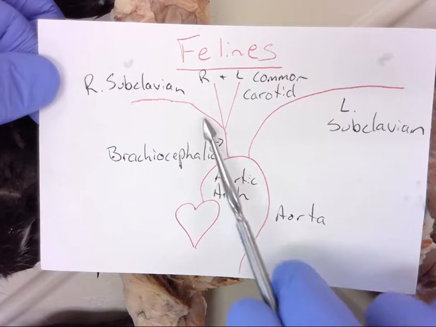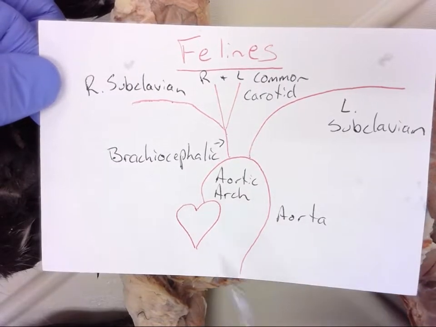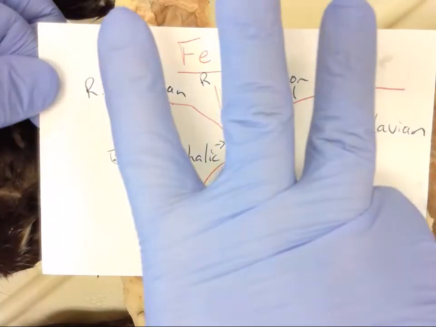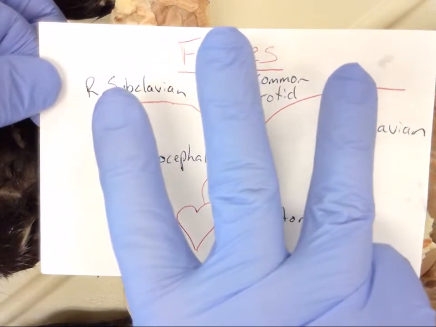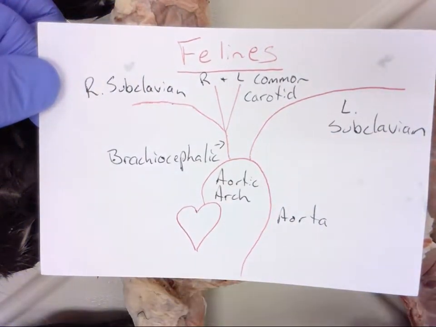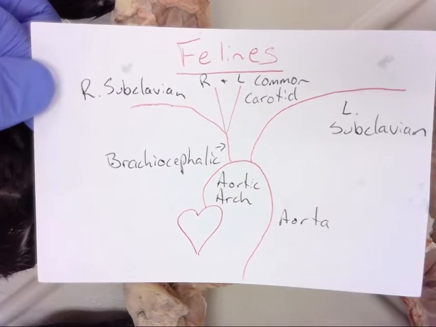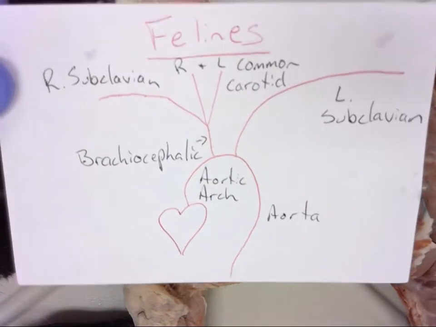Once you get in there, it looks like a chicken's foot with 3 prongs that go off of the brachiocephalic. All right? And once you get in there, it's pretty easy to find. You will have to separate out some things in order to get there.